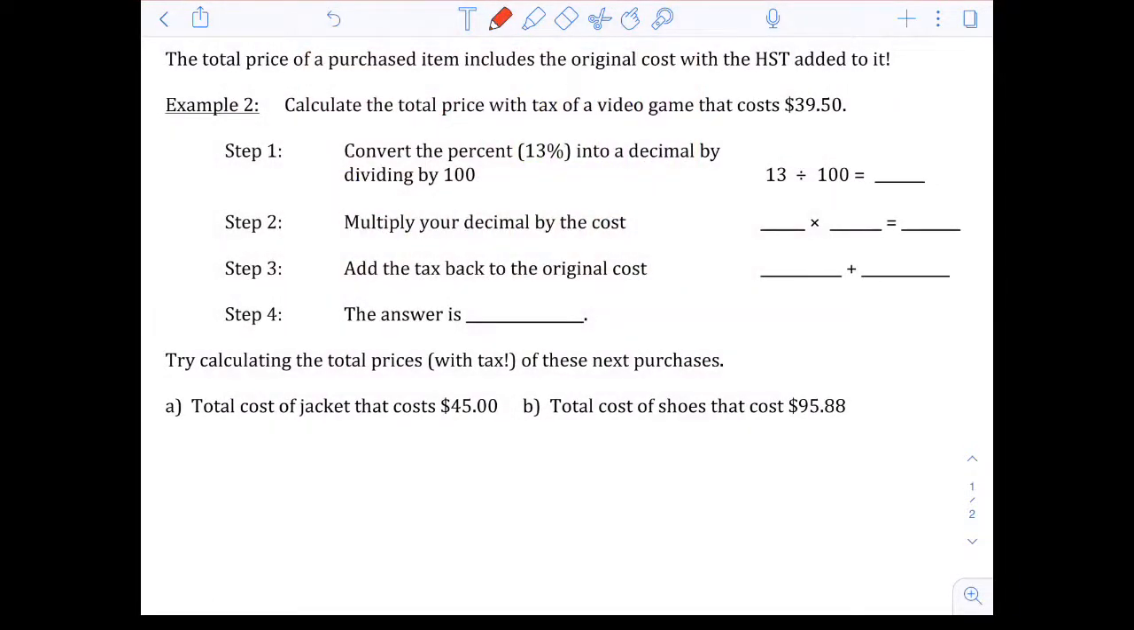So same idea. It says the total price of a purchased item includes the original cost with the HST added to it. Calculate the total price with tax of a video game that costs $39.50. So you see it at the store, you're at EB Games, you see $39.50 and you want to buy it. You want to know, what is the cashier actually going to charge when I get up there?